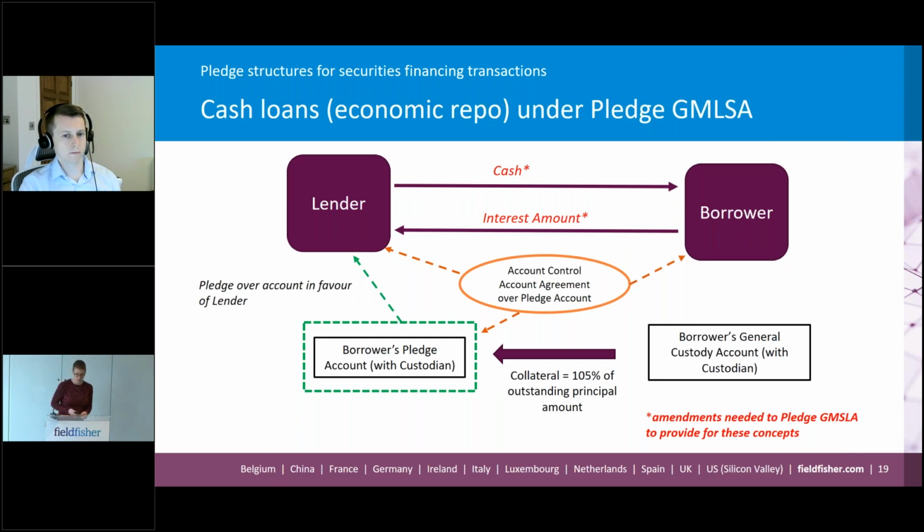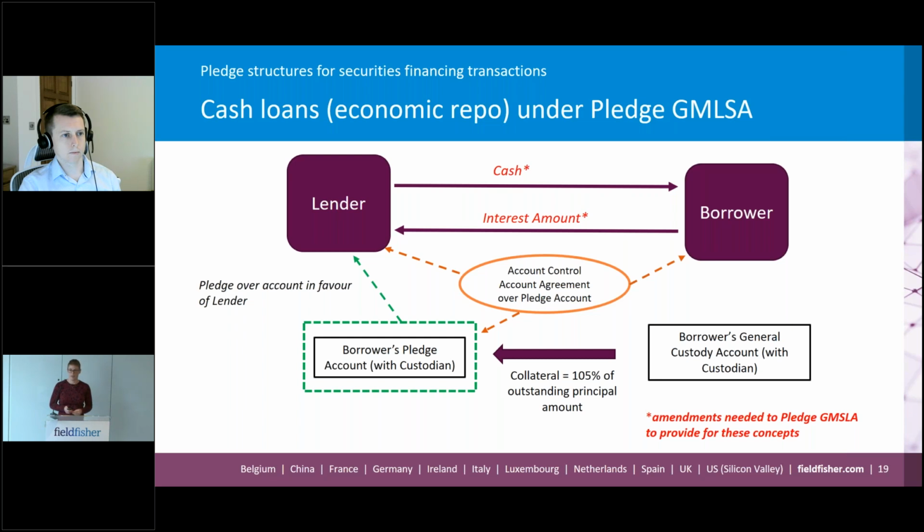The first one is by making various amendments to the pledged GMSLA. So looking at the diagram here, when you are providing for a cash loan, the lender is lending cash to the borrower and the borrower is paying interest on that cash, and it will pledge collateral into the pledged account as it would for a pledged stock loan.